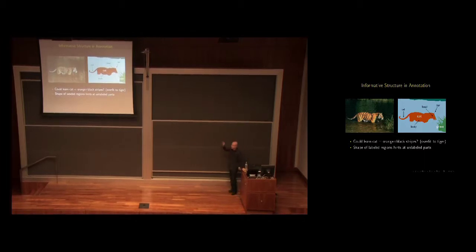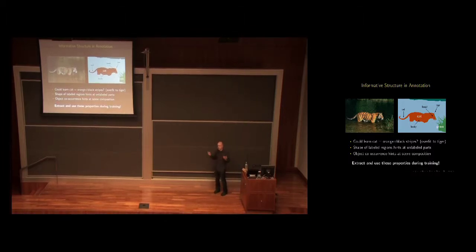But in the annotated training data, there's actually more structure here that's obvious to any human who just looks at the data. There's the shape of these regions. There are common parts that emerge. So there's structure in the annotation that's not being fully exploited. And there are also co-occurrences and scene composition.